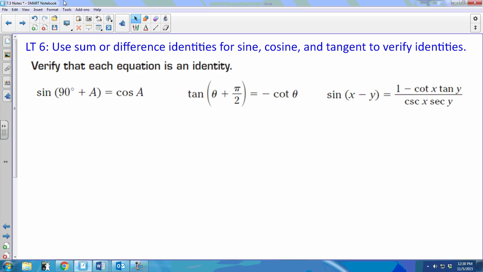All right, in learning target 6, we're still trying identities like we did in learning target 4. But they're all going to be based off of the sum and difference identities. So these are easier to start because there's a starting point, and they aren't as complicated.